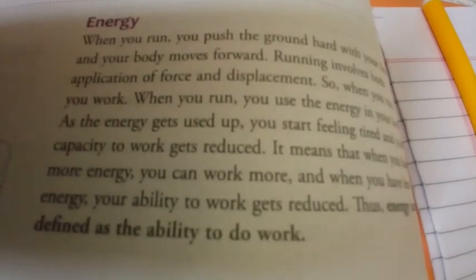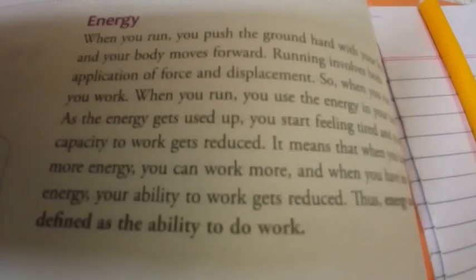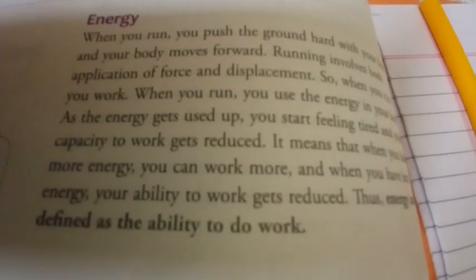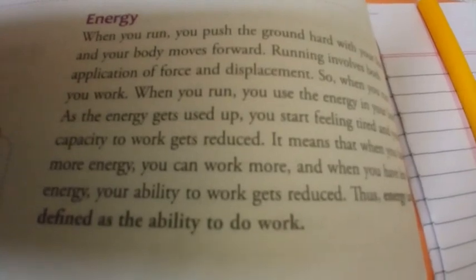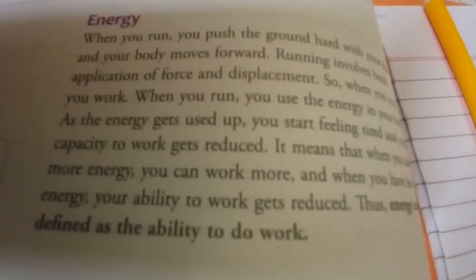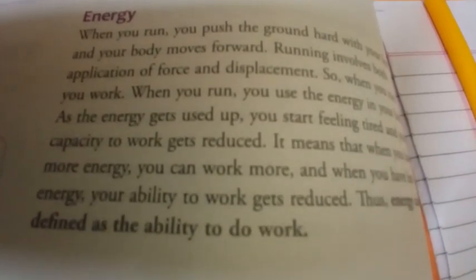each other. The energy definition is: energy can be defined as the ability or capacity to do work, and the SI unit of energy is joule, and the other units are calorie and erg. And what is the relationship between calorie and joule? 1 calorie equals 4.2 joule.